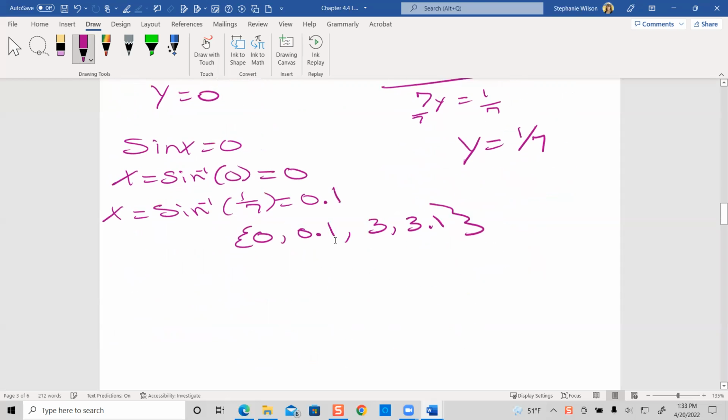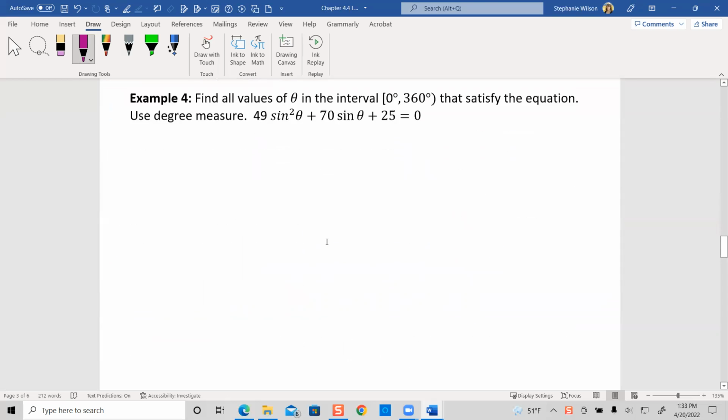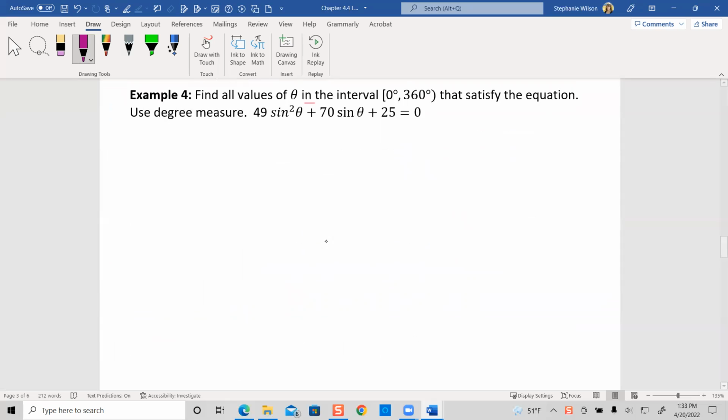All right, so let's solve for 4. Find all values of theta in the interval of 0 degrees to 360 degrees. Now we're in degrees. And again, you see the notation, that bracket there. All right. Wow, what do I got going on? Definitely got a quadratic going on. And I see that I have a perfect square.